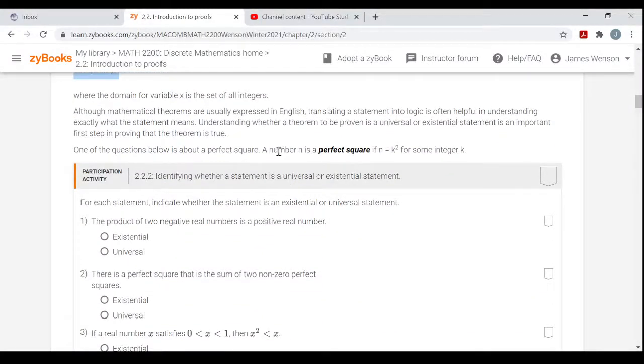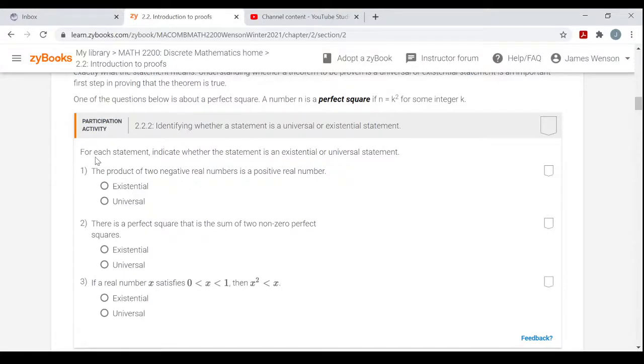And this will be something good to know. A number n is a perfect square if n equals k squared for some integer k. So there's another definition that you can throw onto the definitions from section 2.1. Remember the definitions for even integer, odd integer, prime number, composite number, divides, rational number, all that stuff. Add on to that the definition of what it means for a number to be a perfect square.